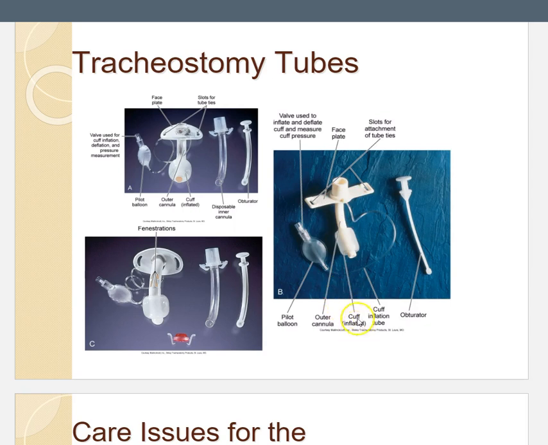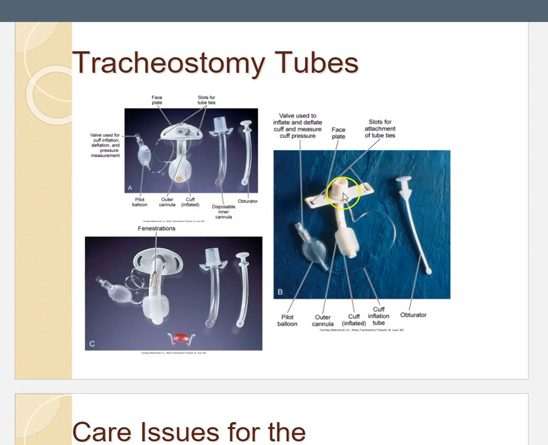So this is a cuff inflated. This is the outer cannula. This is the balloon, the pilot balloon. This is the obturator. And like I said, this is the inner cannula. It kind of looks like that. You turn it, like you're opening a jar, because there's a little notch that it fits in, and then this comes out. And this is what we call the disposable inner cannula.